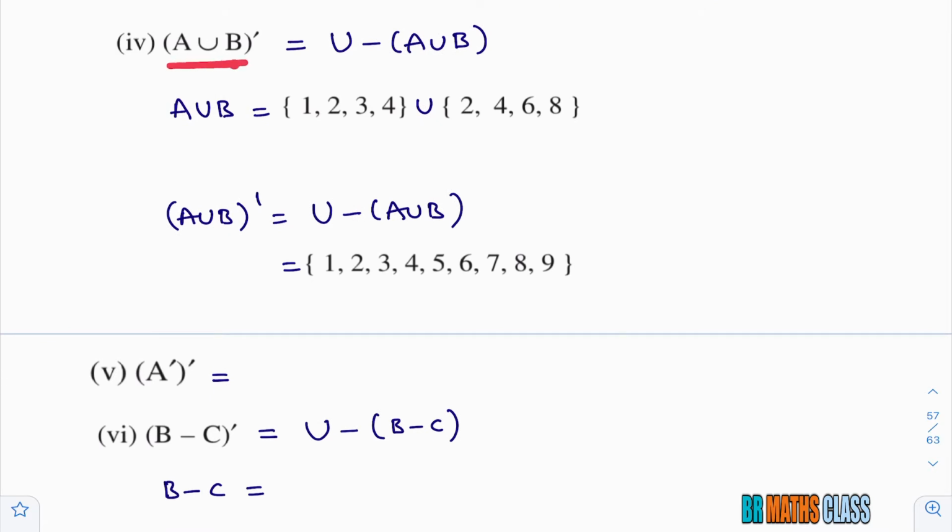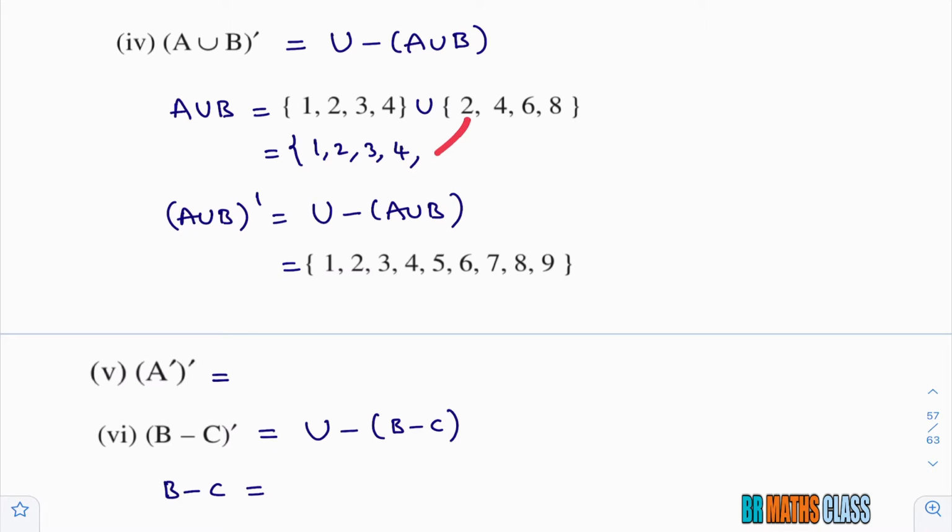Okay, now come to this A union B whole dash. A union B whole dash means universal set minus A union B. Okay, before calculating this, first I'll calculate A union B. So that's why I wrote set A union set B. Okay, that is equal to, now how to write A union B? First you write 1, 2, 3, 4.